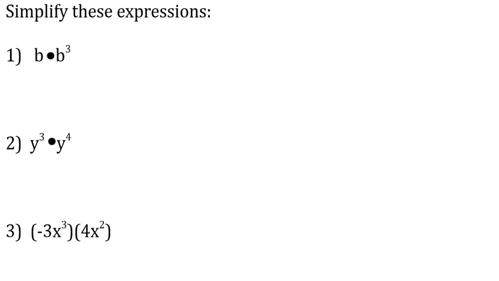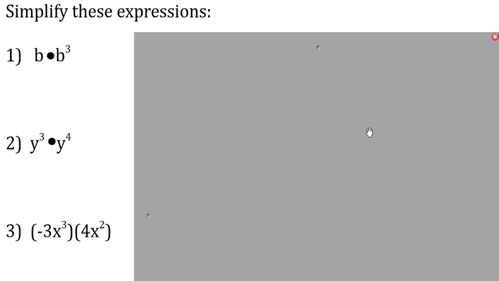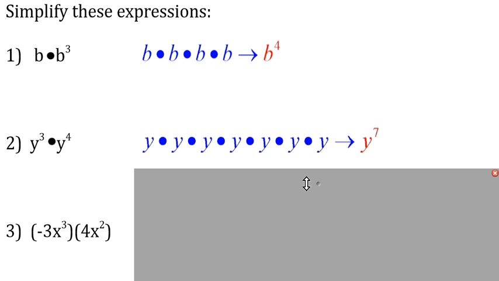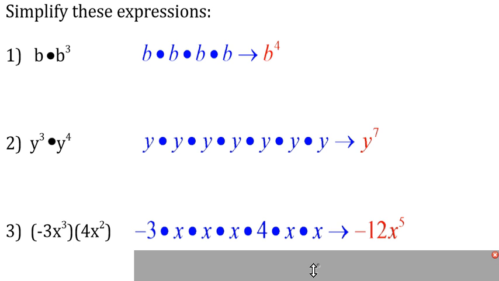So here we have a mixed variety. Can you simplify the expressions? b times b to the third, that should be b to the fourth. y to the third times y to the fourth should be y to the seventh. Negative 3x to the third times 4x to the second should be negative 12x to the fifth.